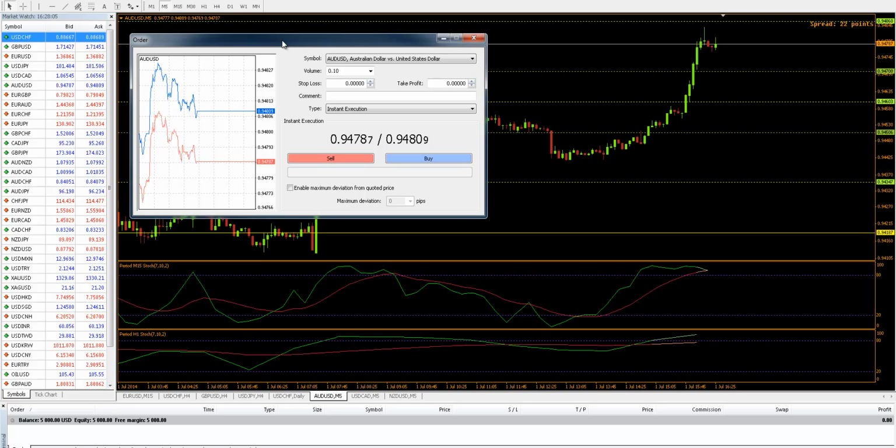So we can try now, if the Aussie reaches the pivot point at 0.94860, to open a quick short position, to take advantage of the bounce on the pivot point. All right.